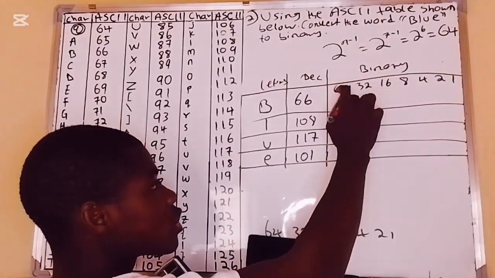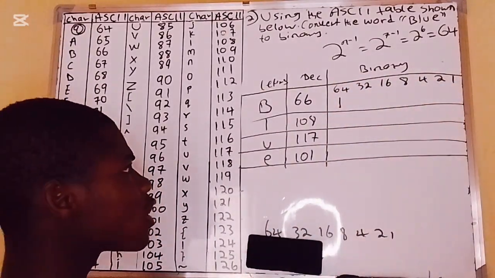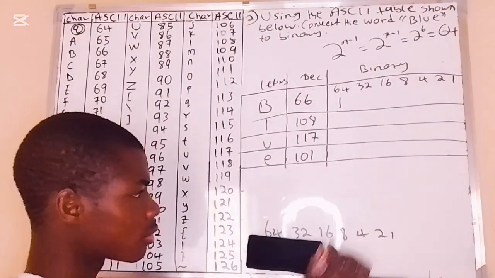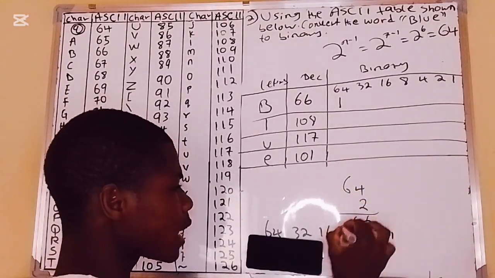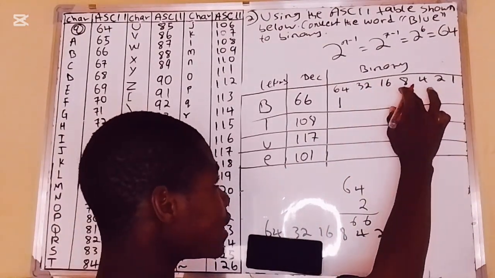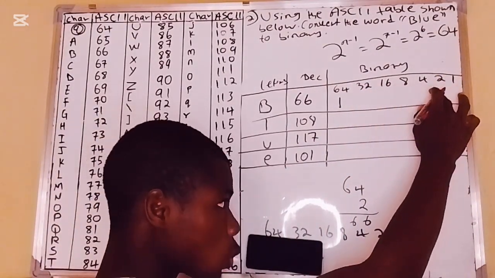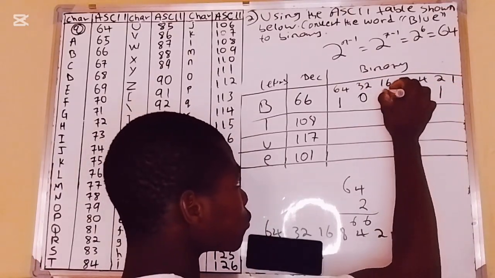But 64 plus 2, yes, 64 plus 2 gives me 66. This is 64, this is 2, it gives me 6 and 6. So I didn't include the others, but I include these 2. So these 2 now become 1, but all the rest will be 0.